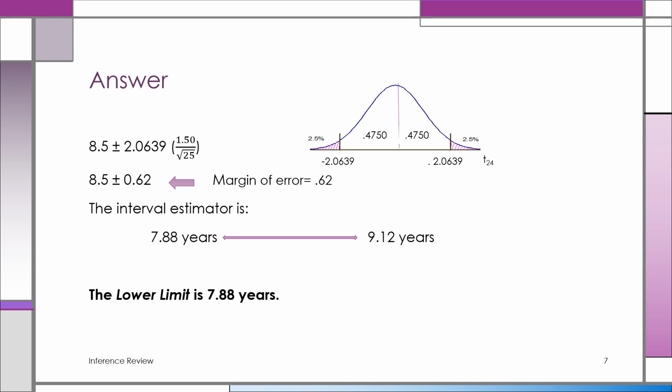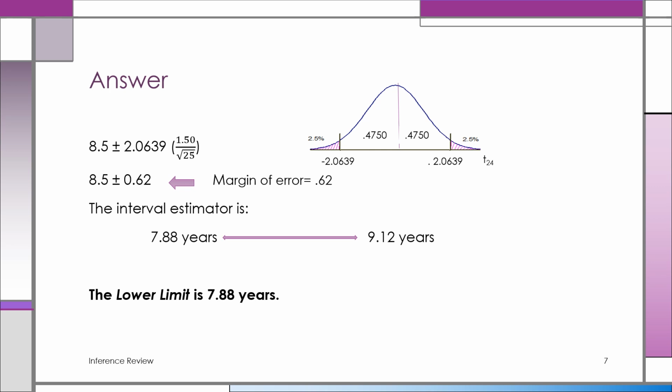It's 2.0639 on the right and minus 2.0639. So that's the value we're going to use. That's T24. So we do 8.5 plus and minus 2.0639 times 1.50, that's the standard deviation, divided by the square root of n, square root of 25. Notice that the margin of error is 0.62.